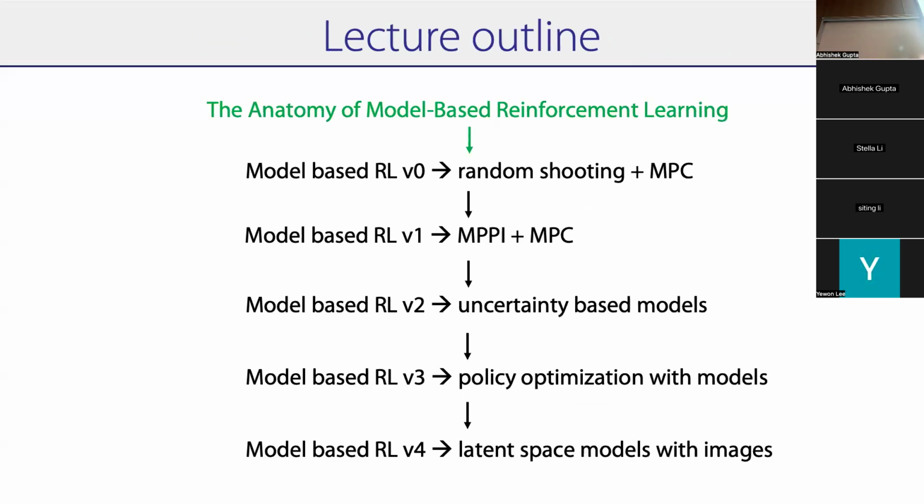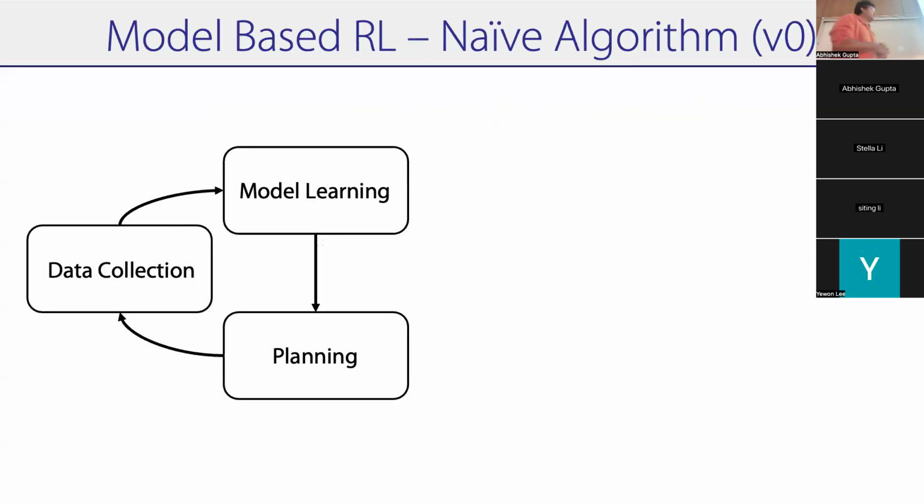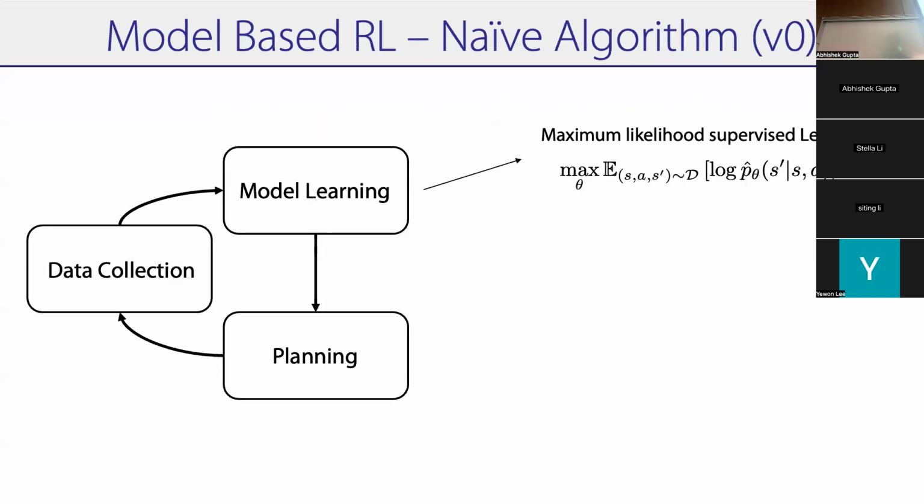Okay, sweet. So that is the general anatomy of a model-based algorithm. Let's start instantiating these pieces. So what is model learning? Well, for model learning, we're going to take the same recipe we did for imitation learning. We're just going to do maximum likelihood, right?